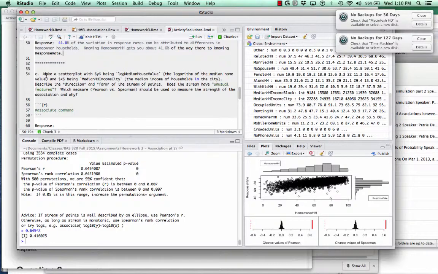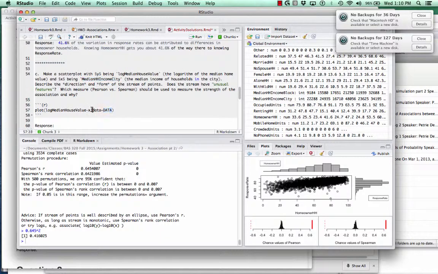All right, part C asks us to make a scatter plot with y being log median household value and x being median household income city. So the plot command in general is just plot y twiddle x. We say what data frame that it's equal to or inside. And in this case, I say that y is log median house value, x is median HH income city.